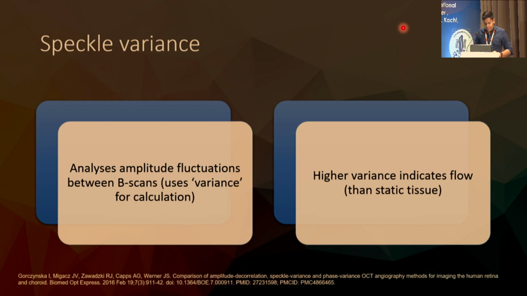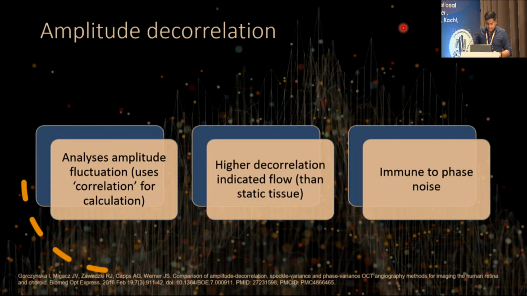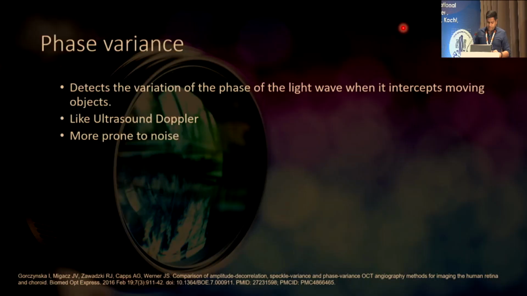Speckle variance is nothing but it analyzes the amplitude fluctuation between the B scans, and a higher variance indicates flow rather than static tissue. And what is decorrelation? Amplitude decorrelation analyzes amplitude fluctuation, uses correlation for calculation, and it does not get affected by the phase noise. And what is the phase variance? It detects the variation of phase of light when it intercepts a moving object, like an ultrasound Doppler, and is more prone to noise.